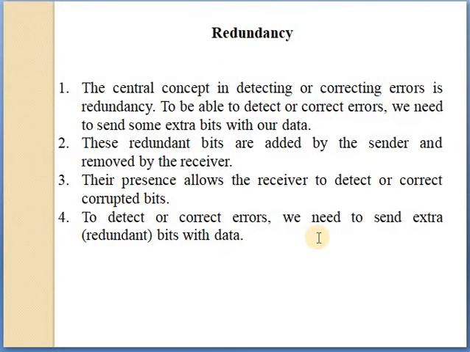Next point is redundancy. The central concept in detecting or correcting errors is redundancy. To be able to detect or correct the errors, we need to send some extra bits with our data. These redundancy bits are added by the sender and removed by the receiver, and their presence allows the receiver to detect or correct the corrupted bits. Extra bits are called redundant bits.